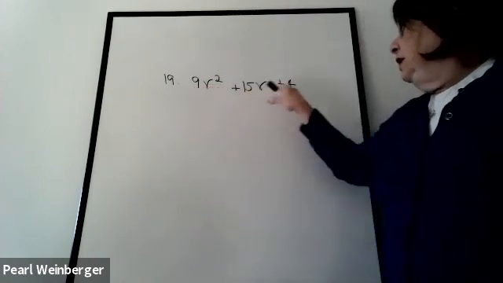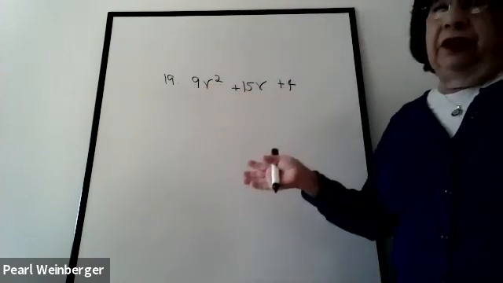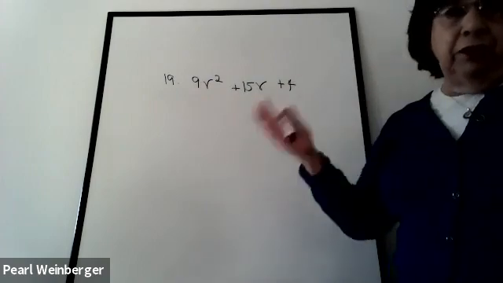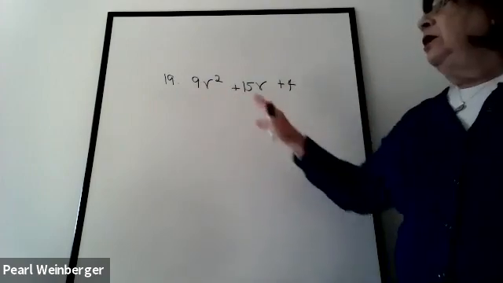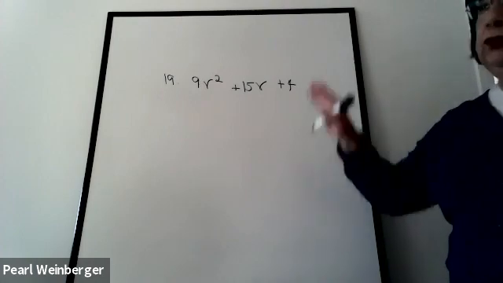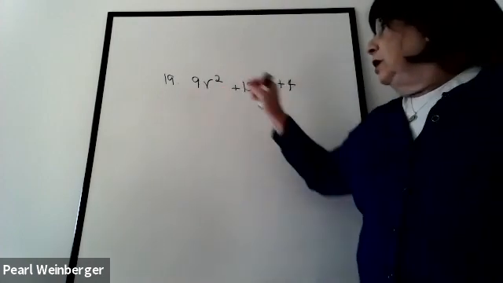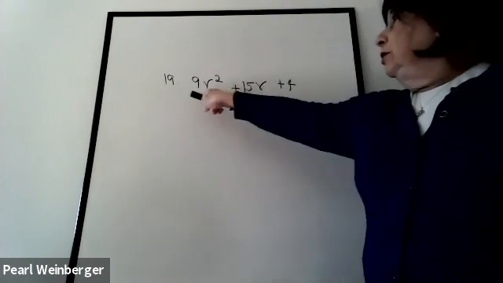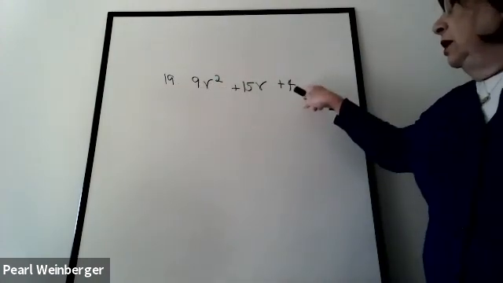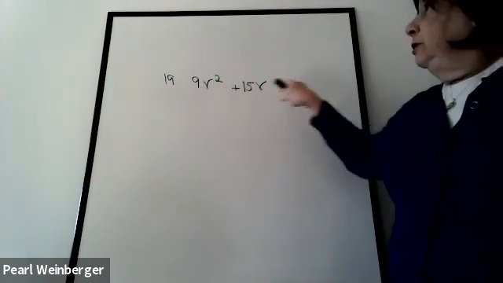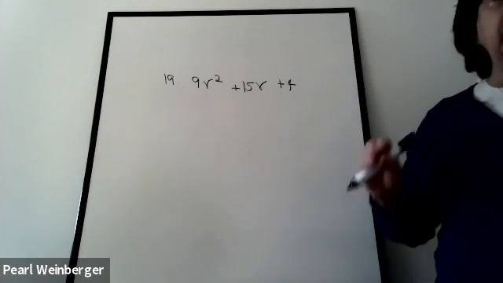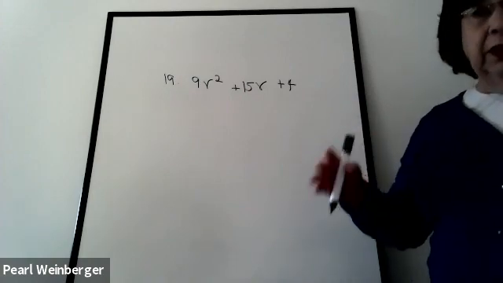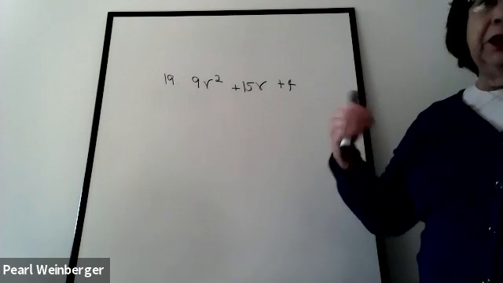But 9, 15, and 4 don't have anything in common except for 1, and we don't count 1 as a common factor when we're doing this. We only want numbers larger than 1. Also, the r's are only in two of the terms. It's not in the third term. So there is no common factor. Again, 1 is a common factor, but that wouldn't help us with anything.